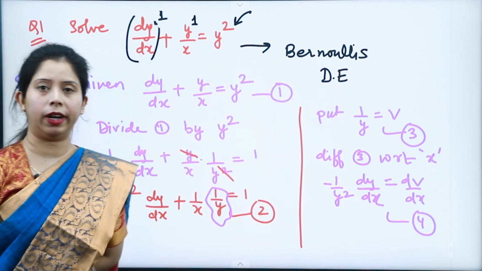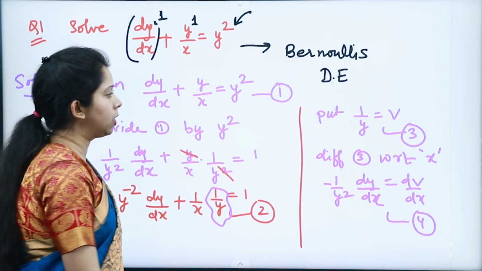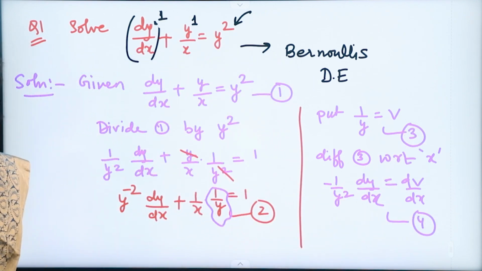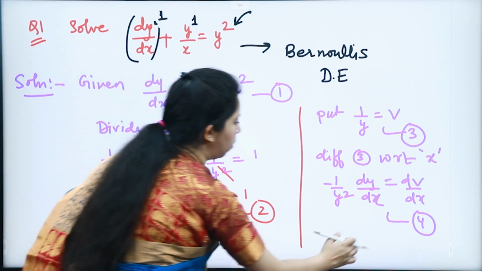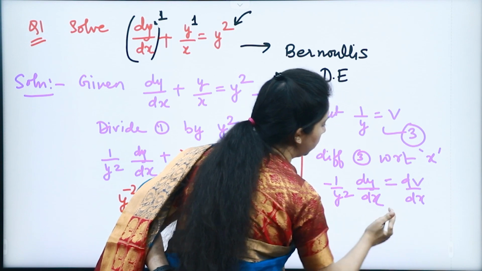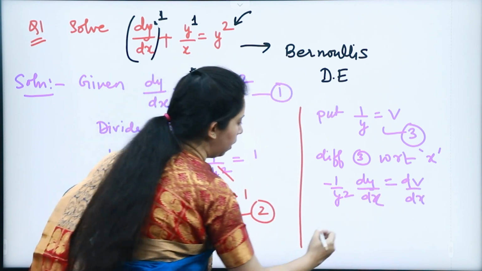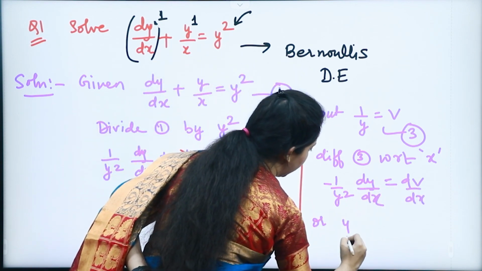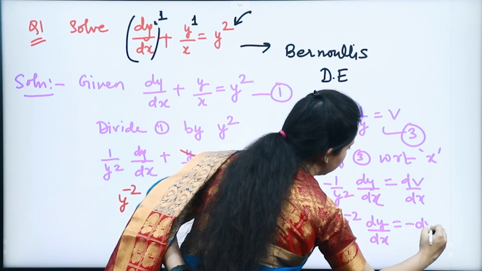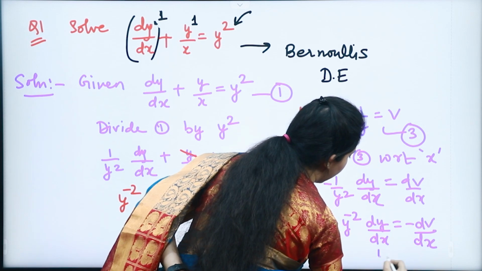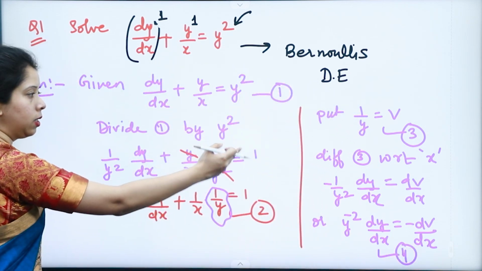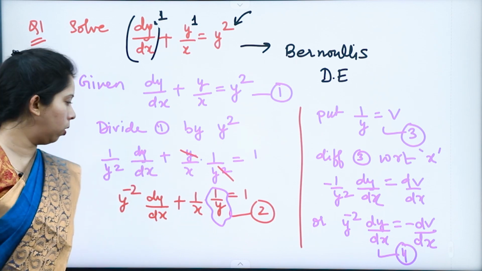Now as we have already discussed the method, we will substitute the value of equation 3 and equation 4 in equation number 2. So one more step we can do here. We can multiply this whole equation, the last equation, by minus sign. So we can write it as y raised to the power minus 2 dy by dx is equal to minus dv by dx. So this we can mark as equation number 4. So the third step is to substitute the value of equation 3 and 4 in equation 2.